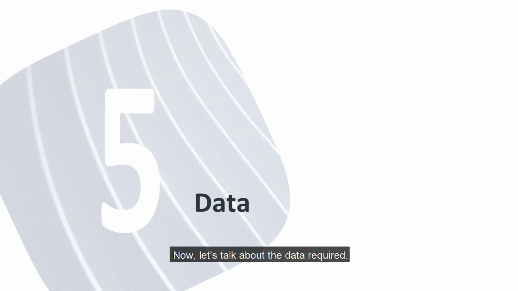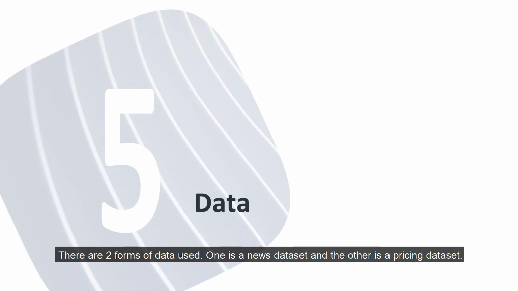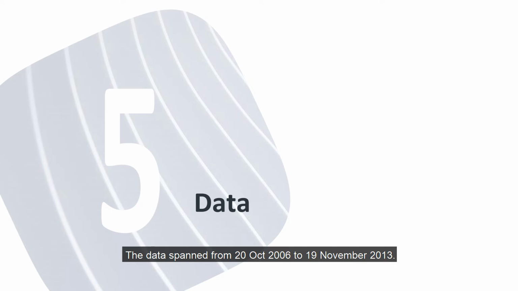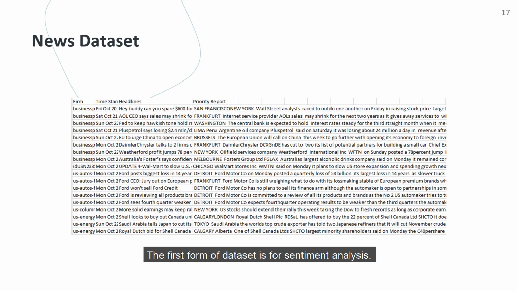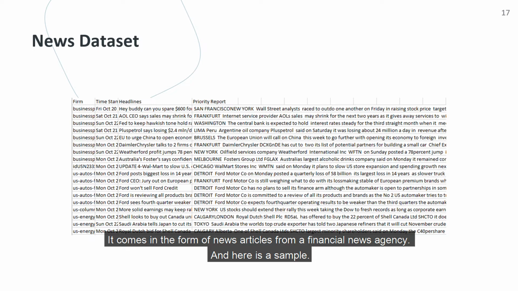Now let's talk about the data required. There are 2 forms of data used. One is a news dataset and the other is a pricing dataset. The data span from 20 October 2006 to 19 November 2013. The first form of dataset is for sentiment analysis. It comes in the form of news articles from a financial news agency.